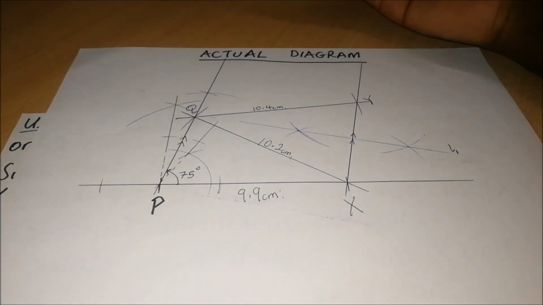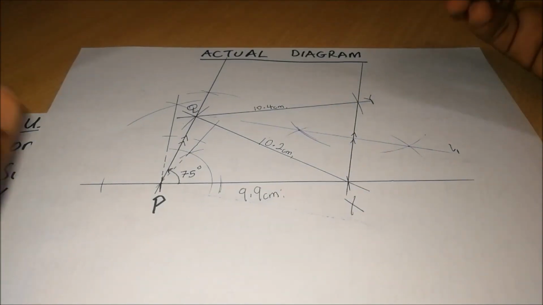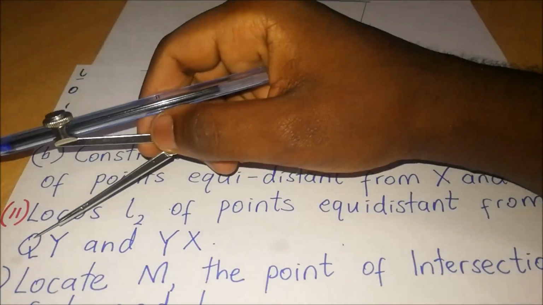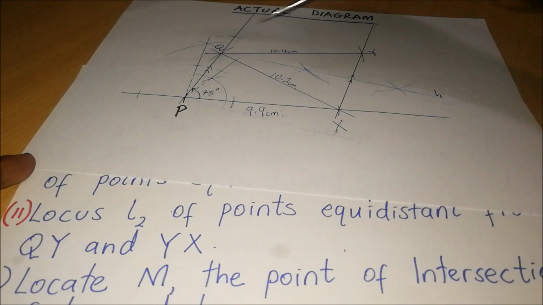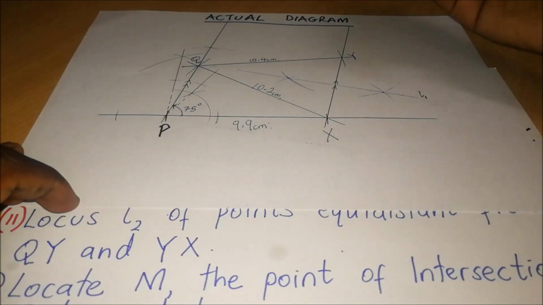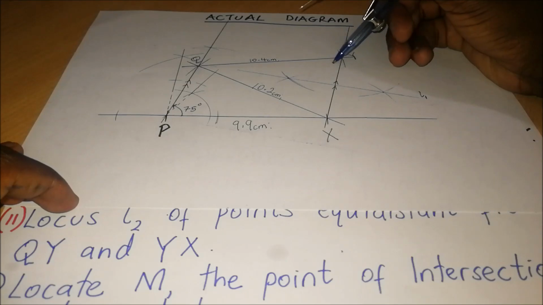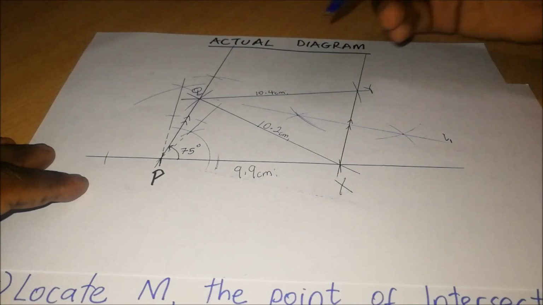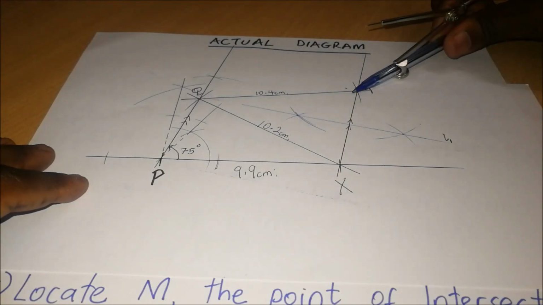In other words, here they are indirectly telling us to bisect the angle that lies between these two lines. The angle lying between QY and then YX, here, is the angle in between. So the locus of points that is equidistant from this line and that line is the line bisecting that angle.